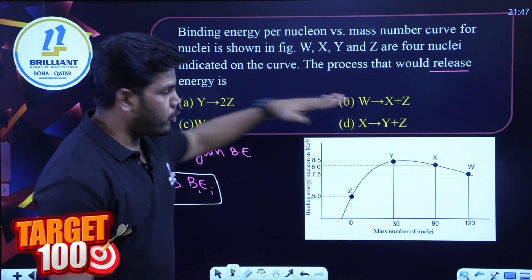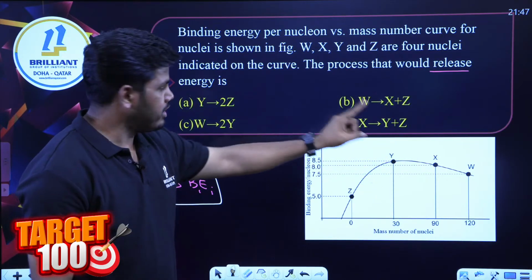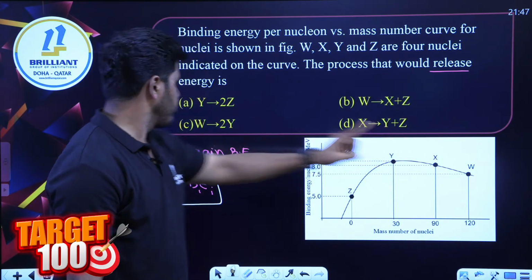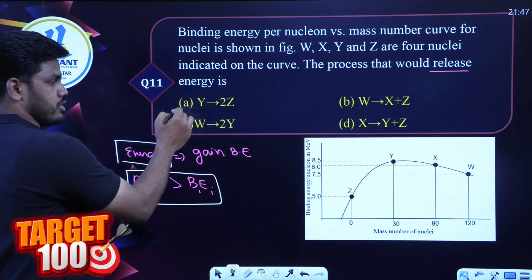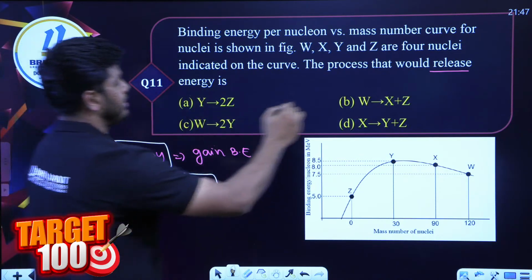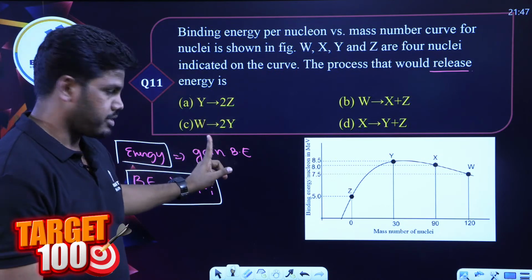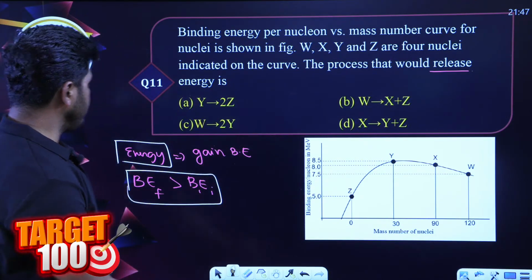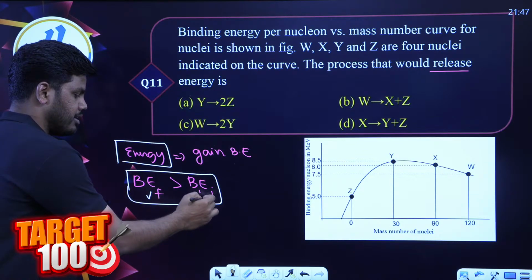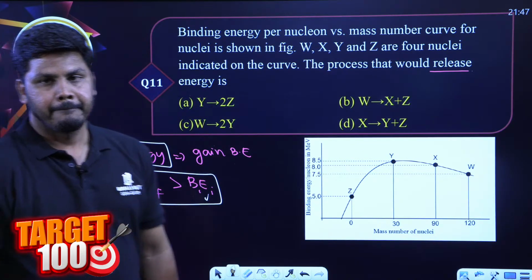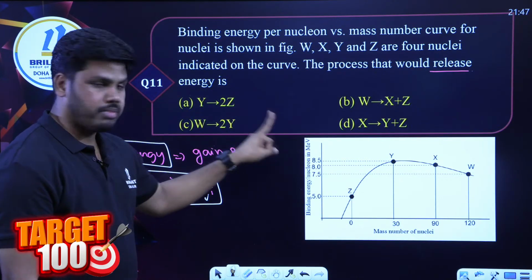Now you're given 4 options, 4 transitions, or 4 conversions. One element converts to the other. Some of them are fission, some of them are fusion. So in that process, which of them will release energy? Which process would release energy is the question. So we have to cross check in which process binding energy final is greater than binding energy initial. That is what you have to cross check. Okay, look at the options one by one.